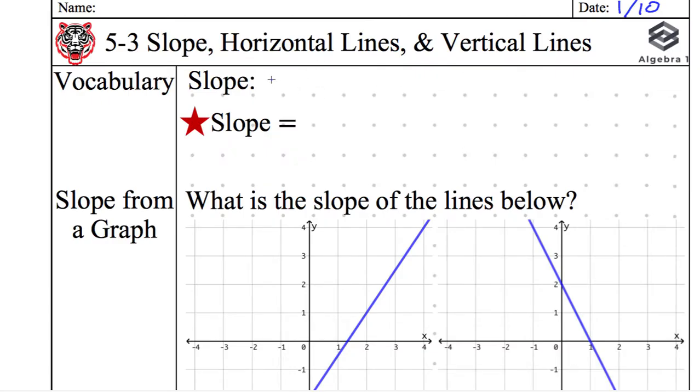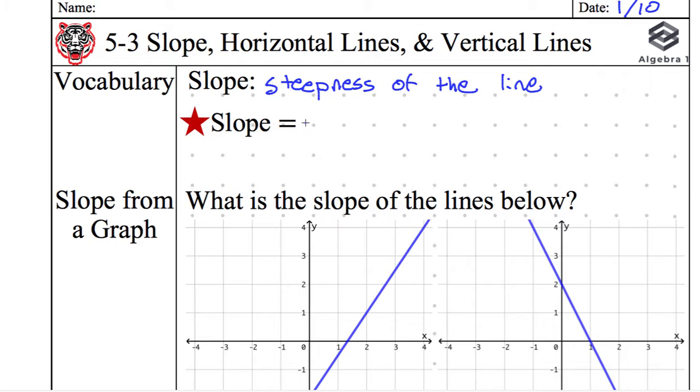So the slope is the steepness of the line, or of a line. So how steep is the line? That's really what I'm after.